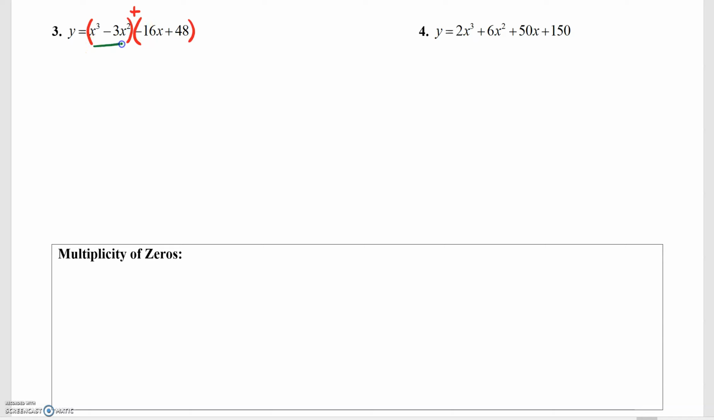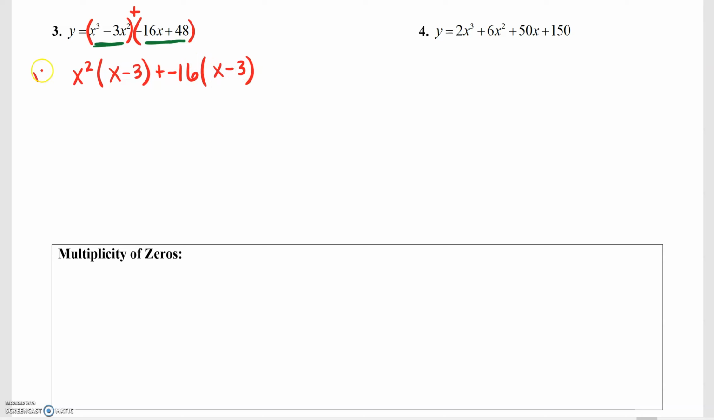I look at the first grouping that I made and I see that they both have in common an x squared. So I factor out an x squared, and when I look at what's left, I have an x minus 3. Plus, I go to my second group, and I do the same thing. I look for what they both have in common. Well, these are both divisible by negative 16. When I look at what's left, I have an x minus 3.